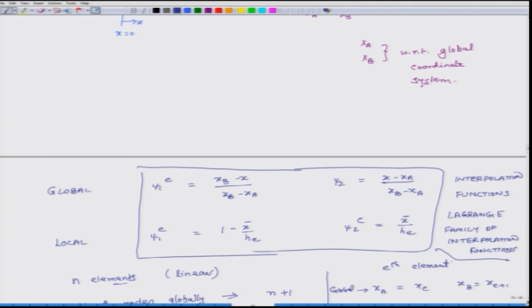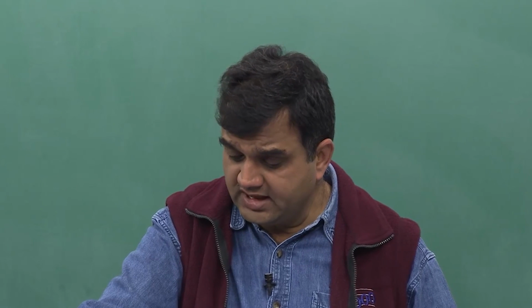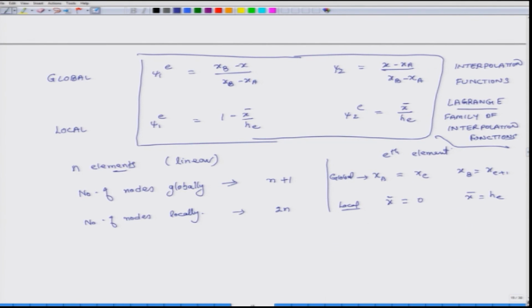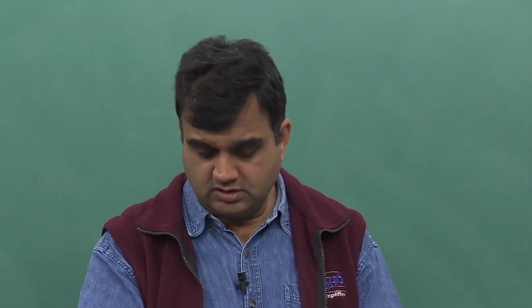Here the consideration was only the primary variable, not its derivatives. So, these could be Lagrange family of interpolation functions, they could be linear, quadratic, cubic and so forth. These functions are very popular in second order differential equations, because in second order differential equations when we weaken the continuity, we need only first order derivatives, C0 continuity is only needed.